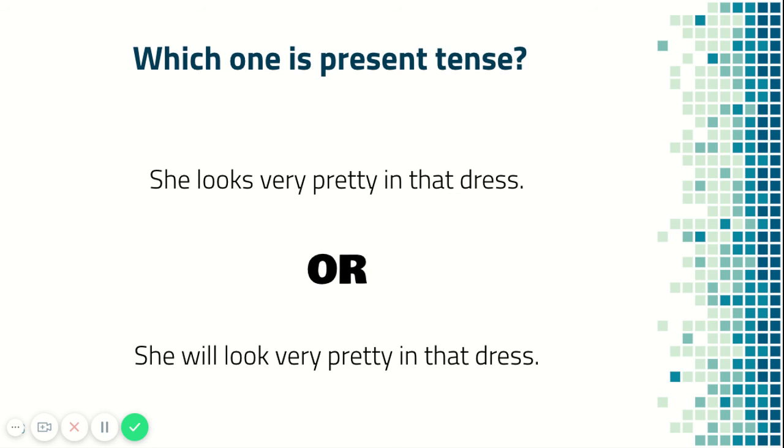Which one of these is present tense? She looks very pretty in that dress, or she will look very pretty in that dress. If you said the first one, you would be correct. The second one will happen in the future. While we're looking for present tense, that's happening now, right?